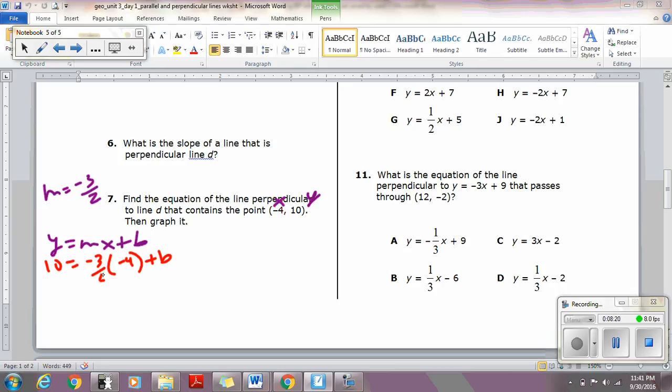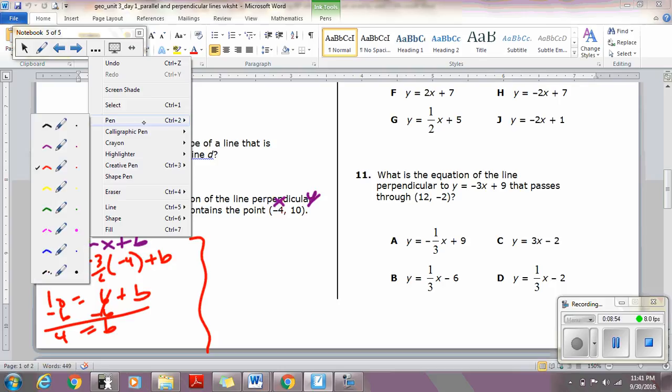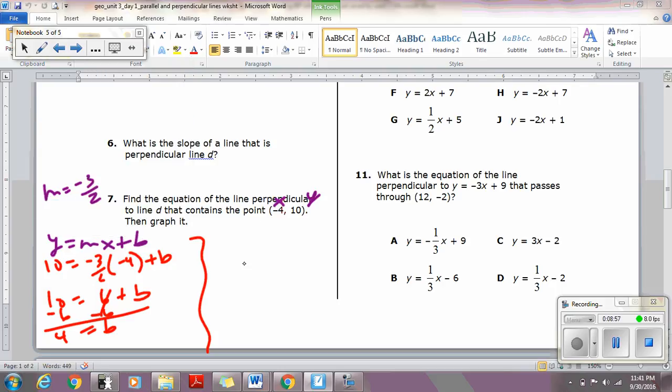So we're going to multiply negative 3 halves with negative 4. Without a calculator, that would give us a positive 12 divided by 2, which is a positive 6. Again, I'm subtracting 6 from both sides, which would leave me with a positive 4 is equal to b. So now I can write my equation using the slope of negative 3 over 2, and b is 4, so that means y = negative 3 over 2 x + 4.